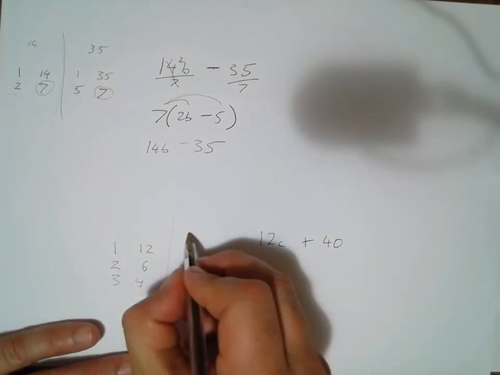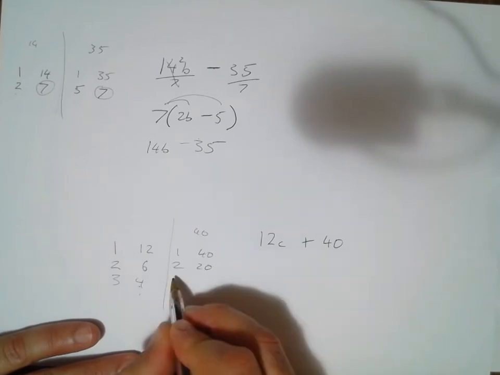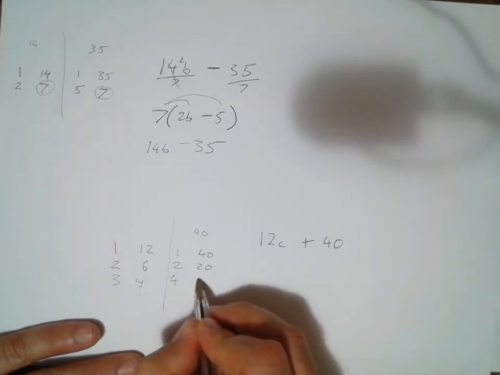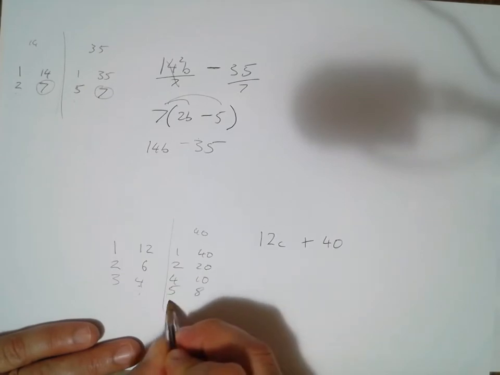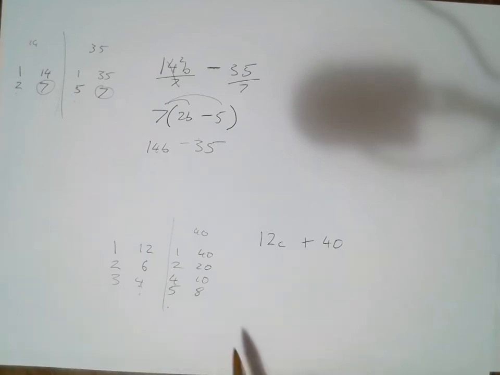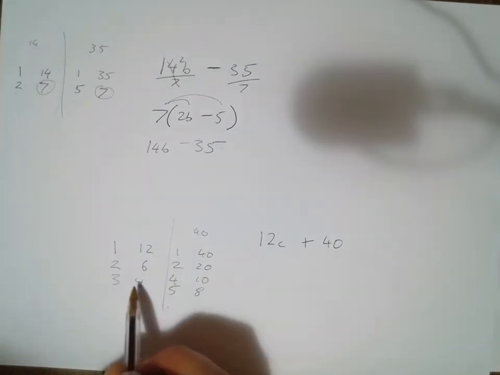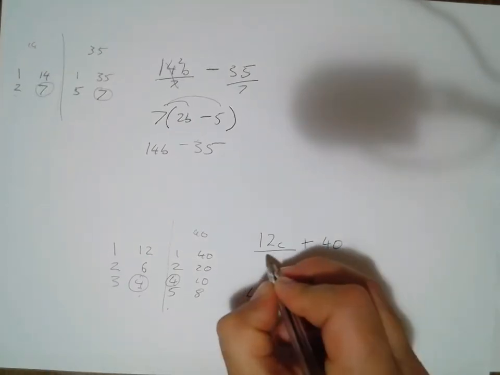Now what about 40? Well, I got 1 and 40. I got 2 and 20. Do I have 3? Nope. I got 4 and 10. I got 5 and 8. 6? No. 7? No. So I now go through and I look. My highest number in both of them is going to be 4. So my 4 goes outside my brackets.